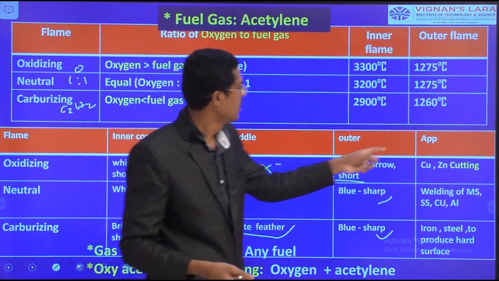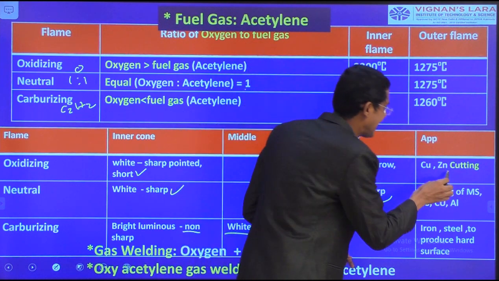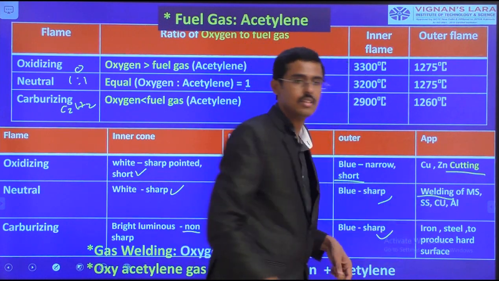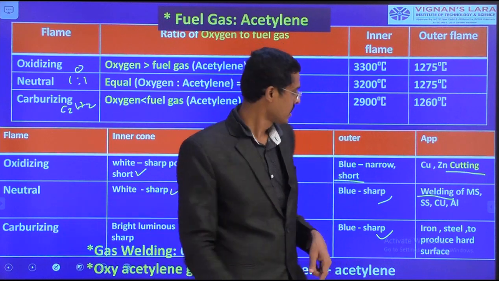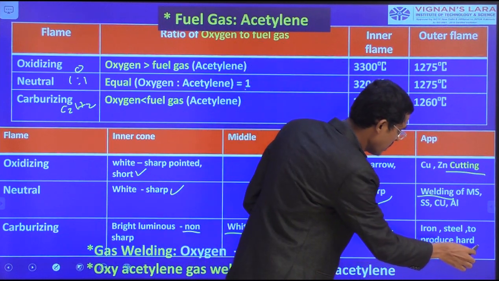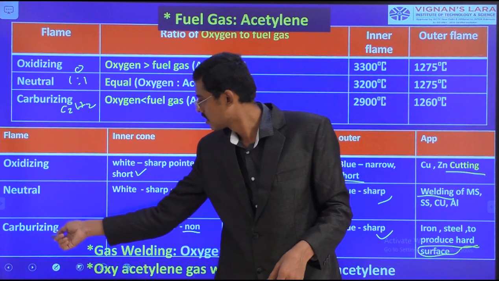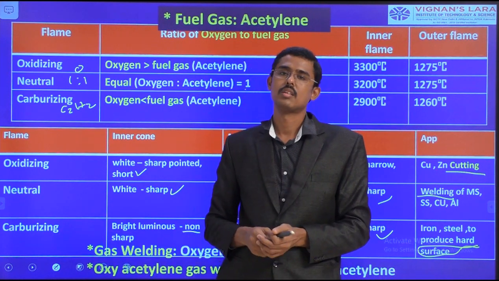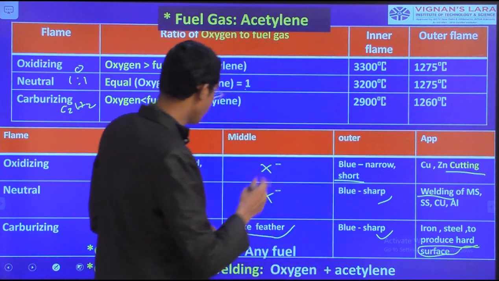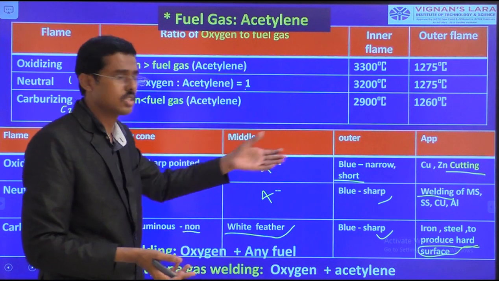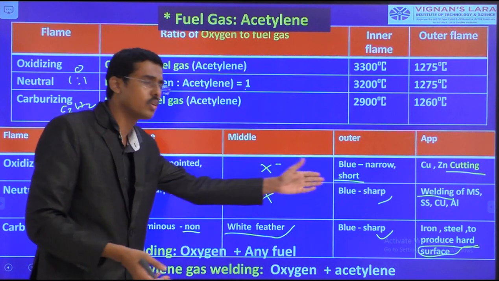Why are we using these applications? We use the oxidizing flame for cutting, the neutral flame for welding, and the carburizing flame for heat treatment, hardening of the surfaces. In such a way, we can go for the understanding. In case of cutting we use the oxidizing flame, and in case of welding, we use the neutral flame.